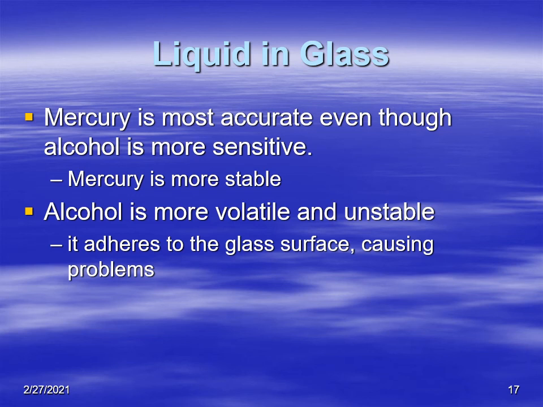So to summarize, mercury is probably the most accurate, but alcohol is the most sensitive. Another advantage of mercury is that it's stable. Alcohol is unstable, meaning that if it heats up, it can cause gaps, and it can also adhere to the glass surface inside the capillary, which causes problems, meaning that you'll have breaks in your thermometric fluid, and that's not good for a thermometer. So those are the basics, the basic theory behind a liquid and glass thermometer.